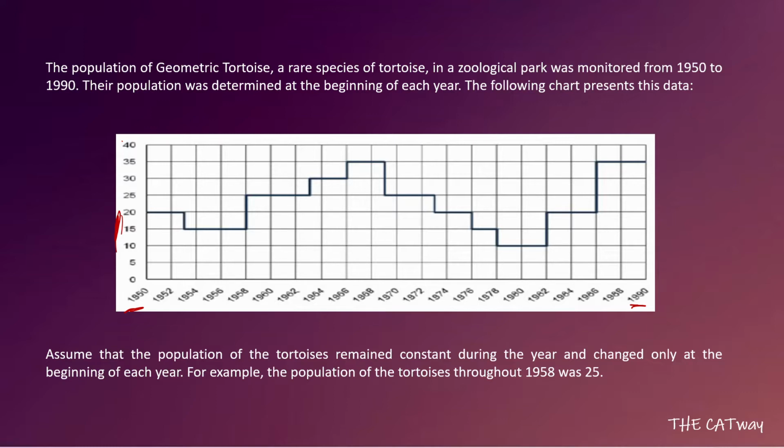Further, we have been given additional data that assume that population of tortoise remain constant during a year and change only at beginning of each year. For example, the population of tortoise throughout 1958 was 25. So 1958, see here we are talking about 1958 till mid of this would be 1959. From here to here it will be 58. So for all this year the population remained constant at 25. Now as this is a set, we cannot do much about it. Let's move towards the question.